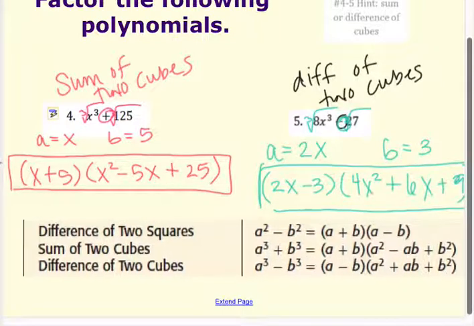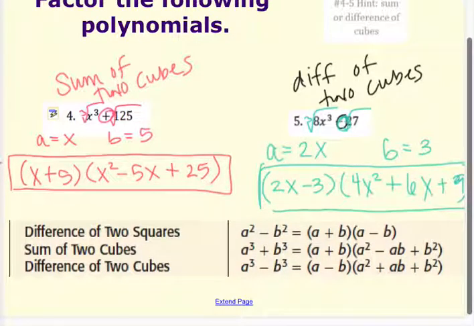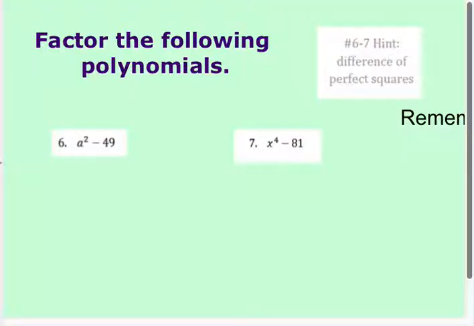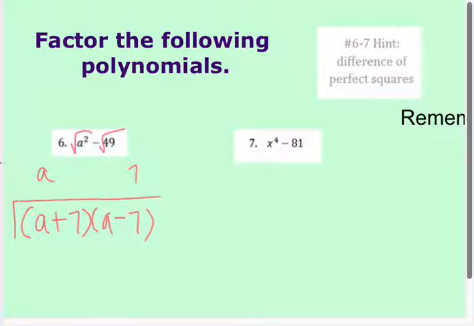So here was just our table to use as a guide, but you have it at the top of your note sheet. Let's go ahead and look at 6 and 7. The hint for this one is difference of perfect squares. For this, the square root of a squared will give me a, and the square root of 49 gives me 7. So remember, it's just going to be a plus 7 and a minus 7. And I look, is there anything more I can factor on that? No.